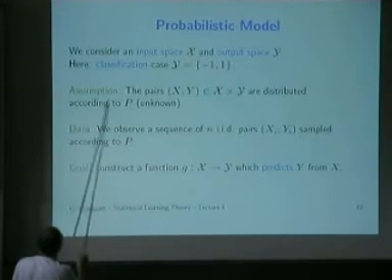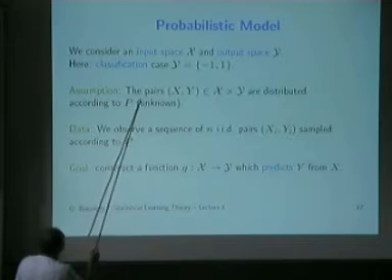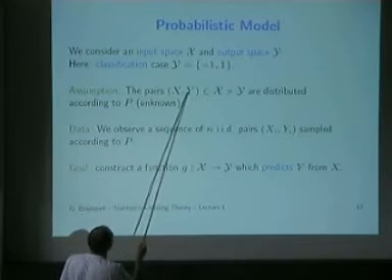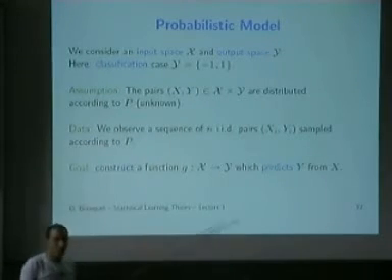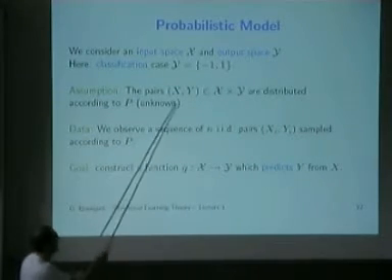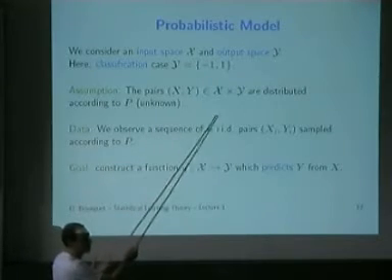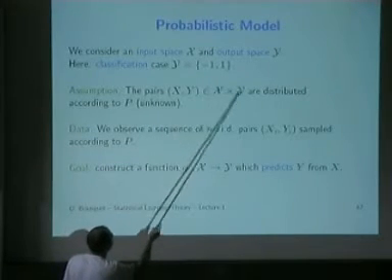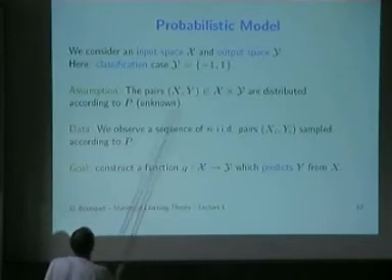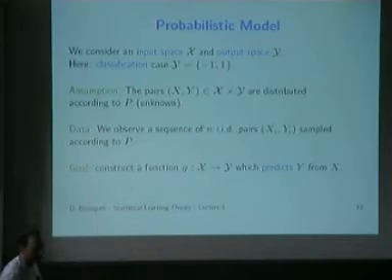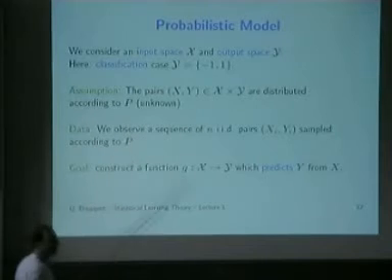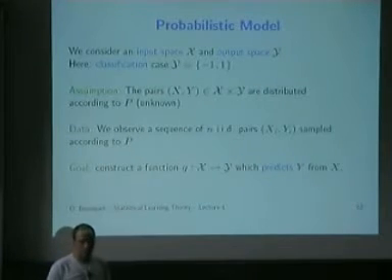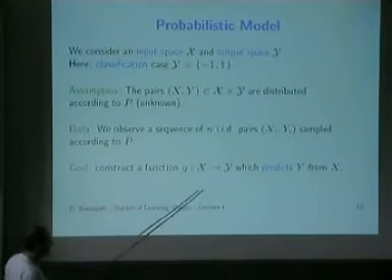And okay, now we make the assumption a bit more formal. We assume that the pairs x and y that we observe, so an instance and the label associated to this instance, that are taken in this set, are distributed according to P. Okay? And P is this probability distribution that generates the data. And this is supposed to be unknown. We don't know it. We can only observe a certain sample from that data.